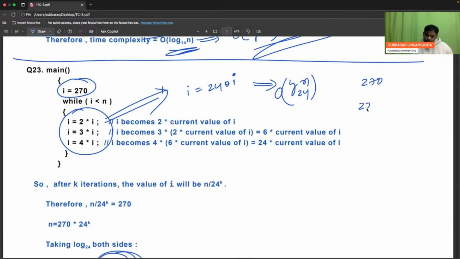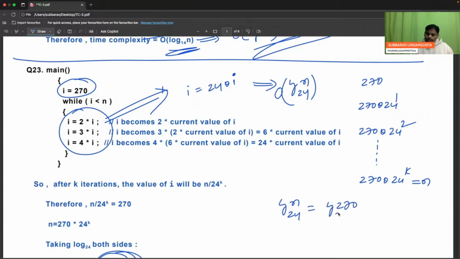Next, 270 into 24 power 1. Next, 270 into 24 power 2. If I continue k times, 270 into 24 power k. It is increasing until it becomes n, right? Now you want the k value. Apply log, same story. Log n base 24 is equal to log 270 base 24 plus k, using the log AB formula: log of AB is equal to log A plus log B.